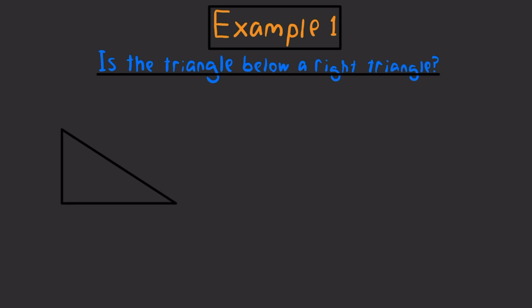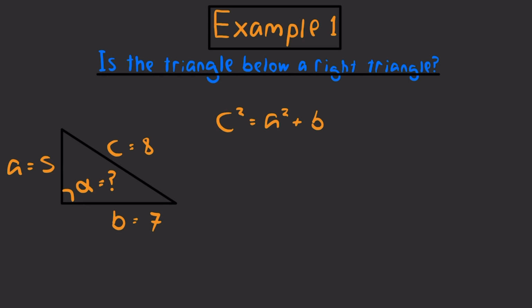So in this example I want to use the Pythagoras theorem to check if a triangle is a right triangle with a 90-degree angle. Let's say that we have this triangle over here, but we do not know any of its angles. But let's call this angle theta and it's unknown. We do know that side A equals 5, side B equals 7, and side C equals 8. And we can use the Pythagoras equation to check if this is a right triangle. If it is satisfied, the angle theta will be 90 degrees and we will have a right triangle.